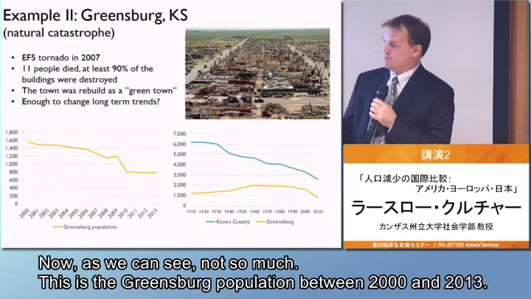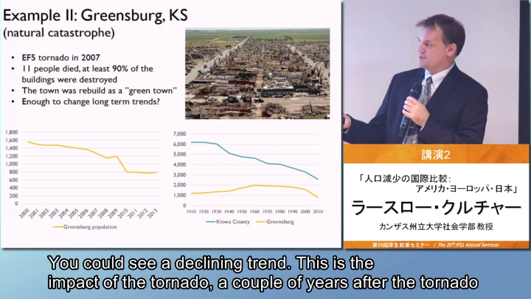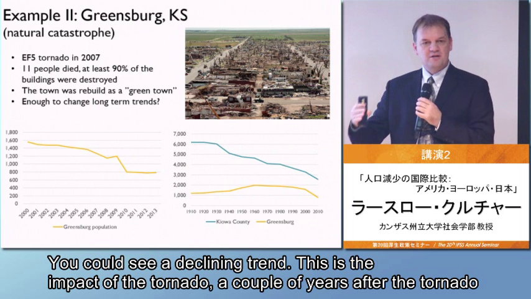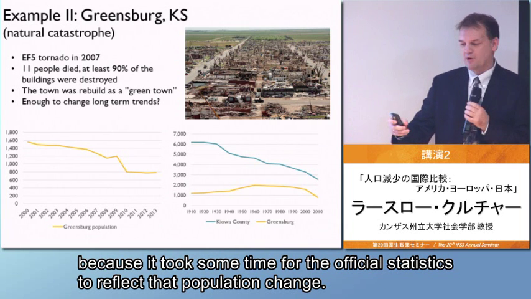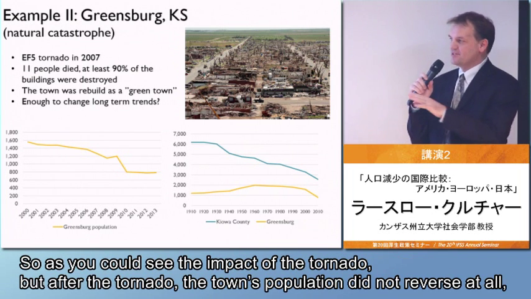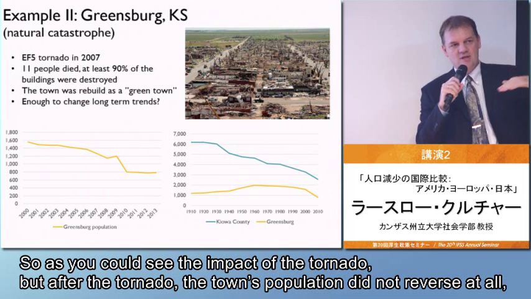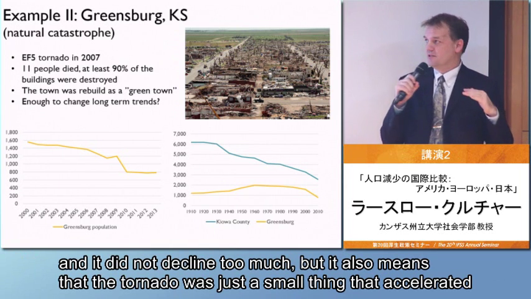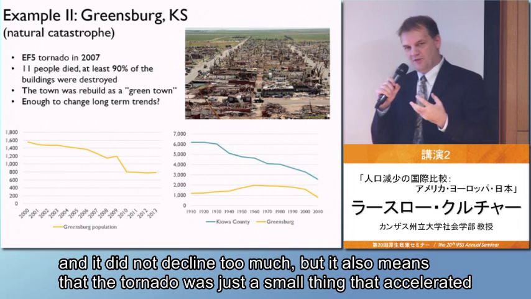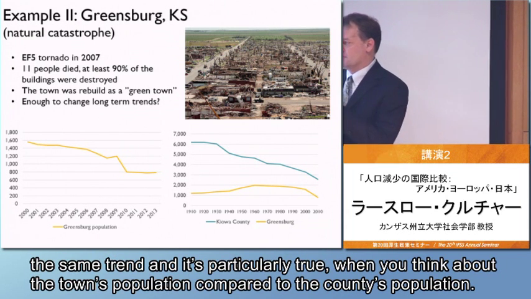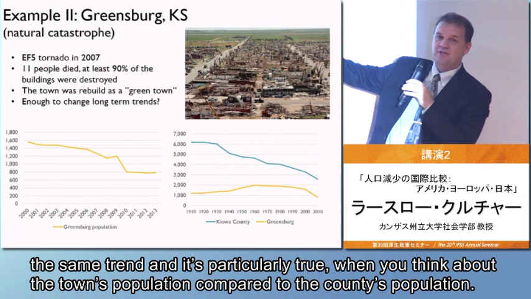This is the Greensburg population between 2000 and 2013. You could see a declining trend. This is the impact of the tornado a couple of years after the tornado, because it took some time for the official statistics to reflect that population change. So as you could see, the impact of the tornado, but after the tornado, the town's population did not reverse at all. And it did not decline too much, but it also means that the tornado was just a small thing that accelerated the same trend. And it's particularly true when you think about the town's population compared to the county's population.